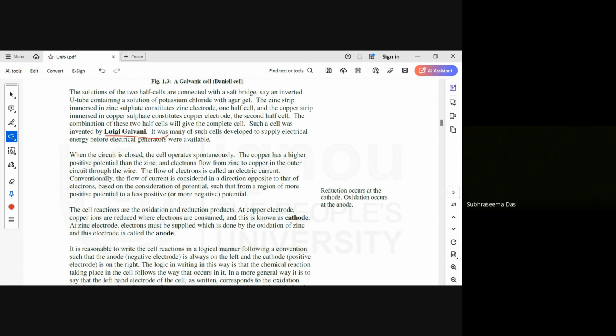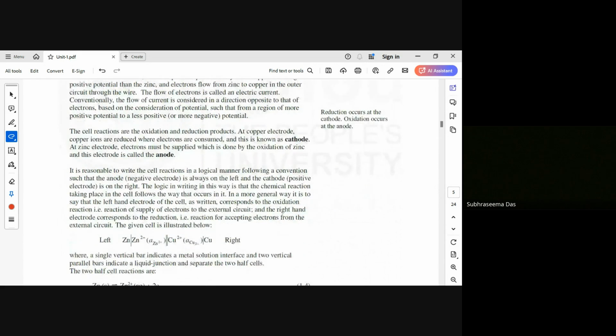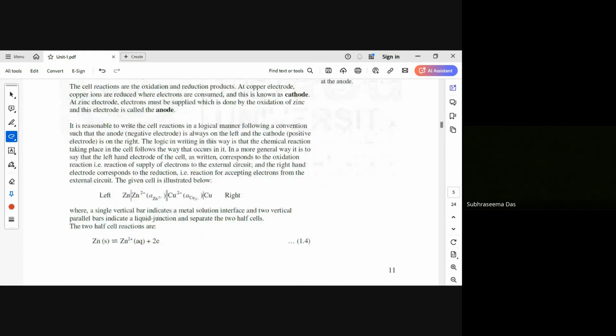The cell reactions are occurring in both the cells, which we call the reduction cell and the oxidation cell. At the copper electrode, the copper ions are reduced, and this is known as the cathode, whereas at the zinc electrode, the electrons are supplied by oxidation, and this represents the anode. So in a galvanic cell, the copper electrode represents the cathode, and the zinc electrode represents the anode.